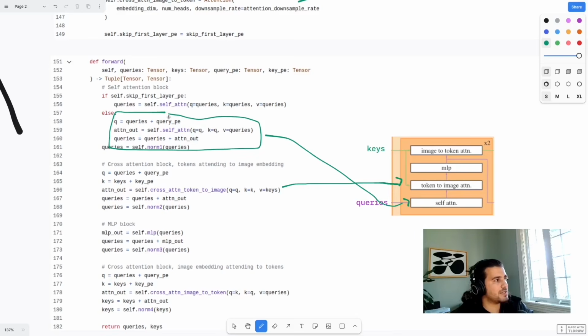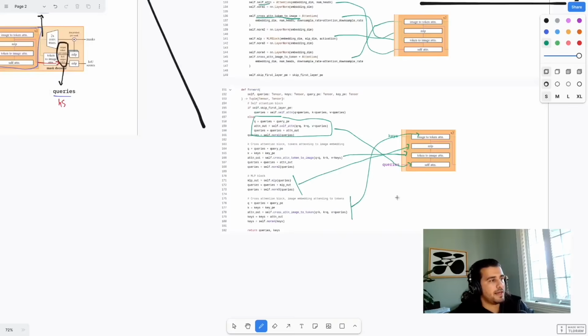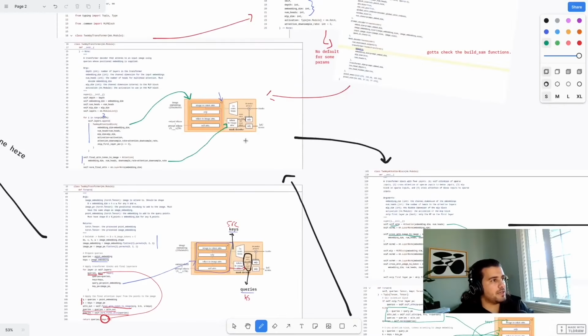There's no key that is being added. The MLP block, this is happening here. And then cross-attention image token, this is happening over there. And that's it. This madness stops here.